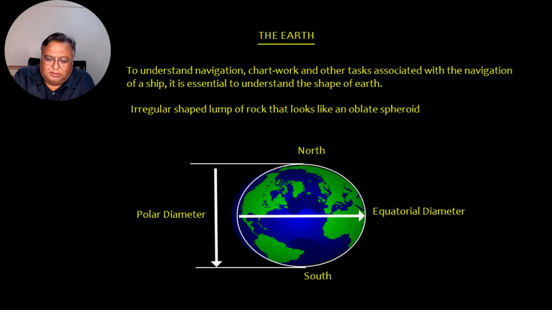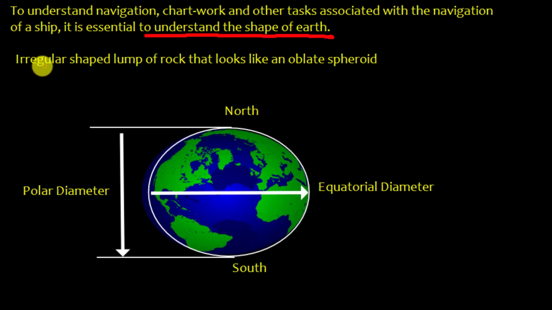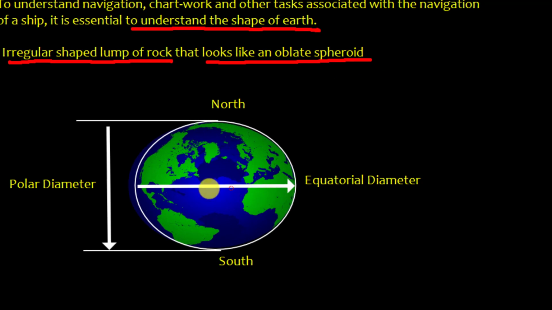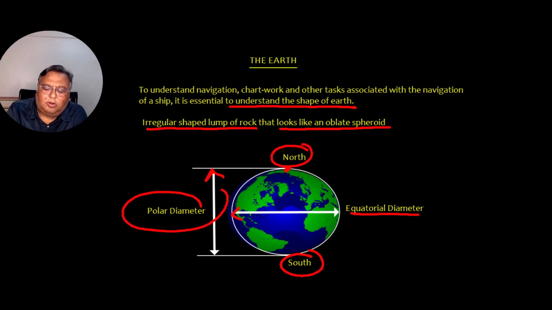Now let's talk about Earth. To understand navigation, chart work, and other tasks associated with the navigation of a ship, it is essential to understand the shape of Earth. We can say that Earth is an irregularly shaped lump of rock that looks like an oblate spheroid. Have a look here. Earth has an equatorial diameter this way, and this is the polar diameter. This is the North Pole and this is the South Pole. So Earth looks like an oblate spheroid.